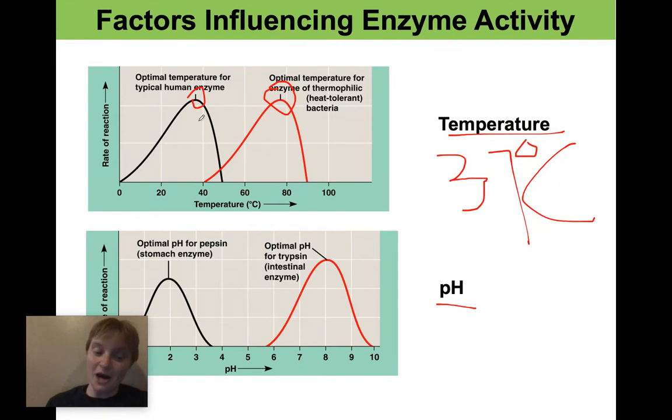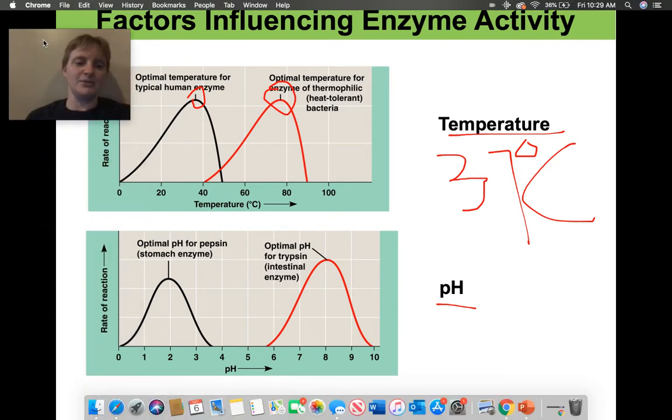Our enzymes would not work at boiling. But once again, their enzymes won't work at our temperature. So we are evolved for the temperatures. Our enzymes are evolved for the temperatures that we live in. pH is the same thing. Our enzymes are evolved to work at the correct pHs.